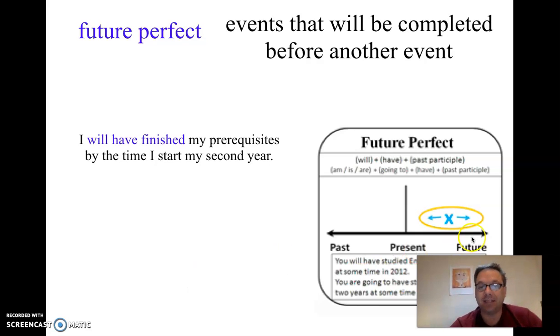So imagine two dates in the future, or two sort of points in time, right? I will have finished my prerequisites. Maybe I finished them in May of 2021. By the time I start my second year, I will start my second year in August of 2021. So here we have two very specific events, the finishing of my prerequisites and then the starting of my second year. Okay, so we use the future perfect when these two events, right, we want to relate them somehow, right?